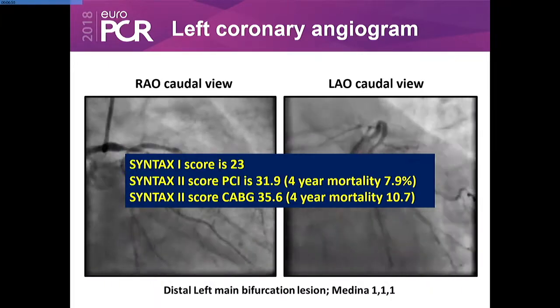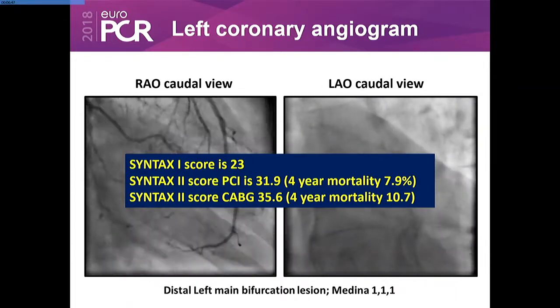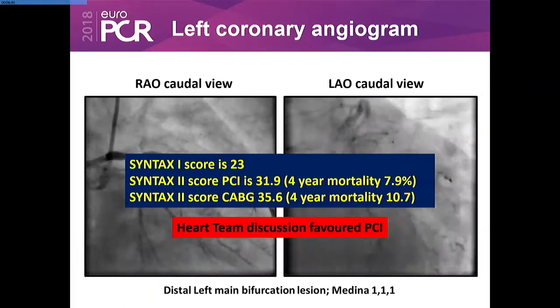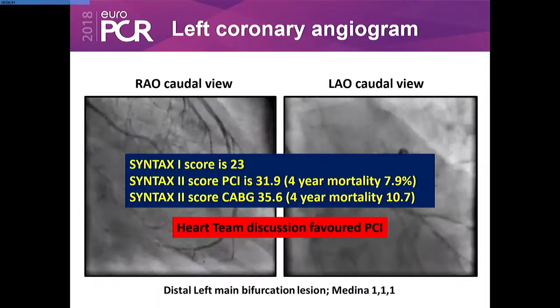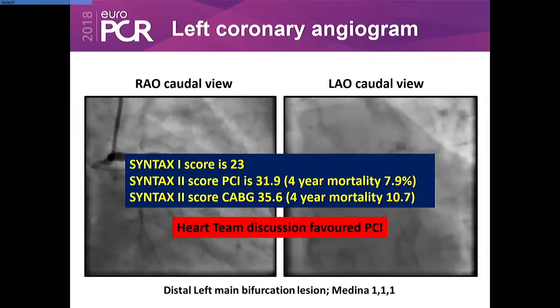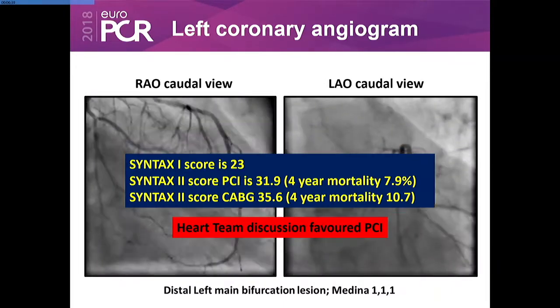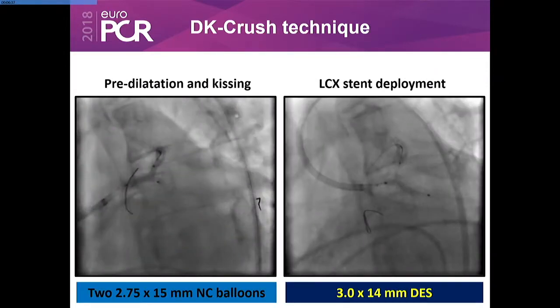It was around 23, Syntax score 2 for PCI and CABG, and we finally went for a heart team discussion while the patient was on the table, and we favored going for PCI. At this stage, we chose to adopt the DK crush.